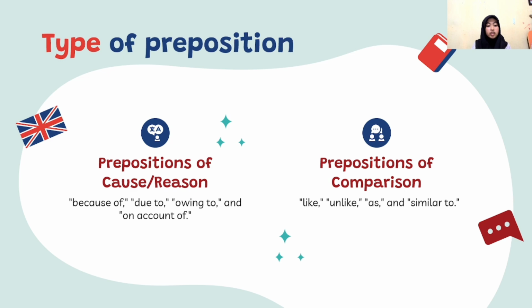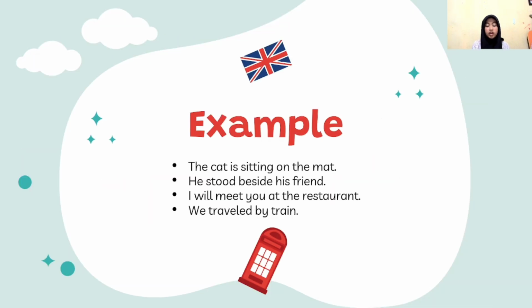Next, preposition of cause or reason. These include because of, due to, owing to, and on account of. And the last one is preposition of comparison. These include like, unlike, as, and similar to. Examples of prepositions. The first, the cat is sitting on the mat. Second, he stood beside his friend. Third, I will meet you at the restaurant. And the fourth, we traveled by train.